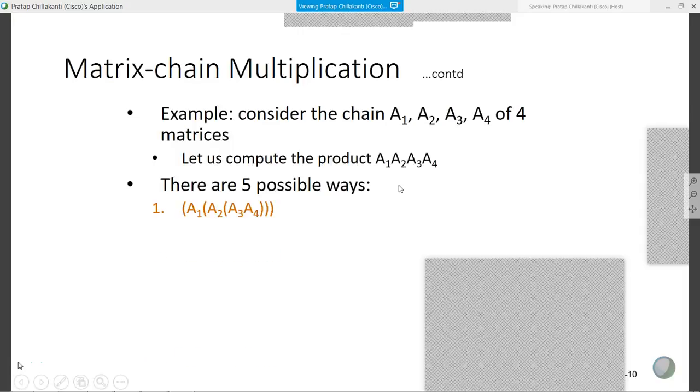Okay, you can do it like this, meaning you're first multiplying A3 and A4.